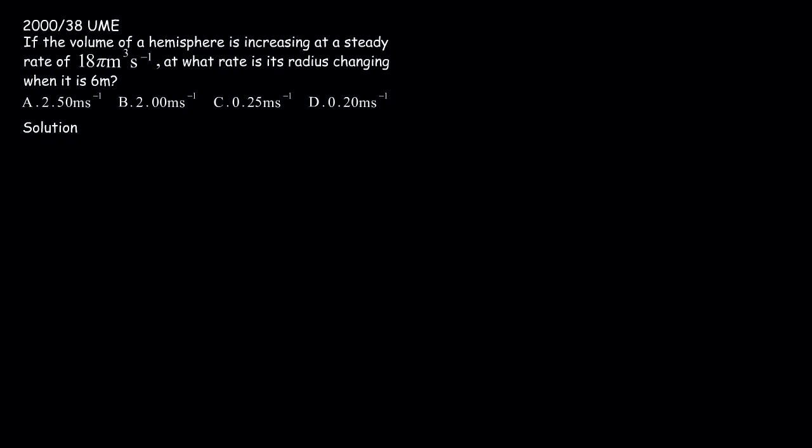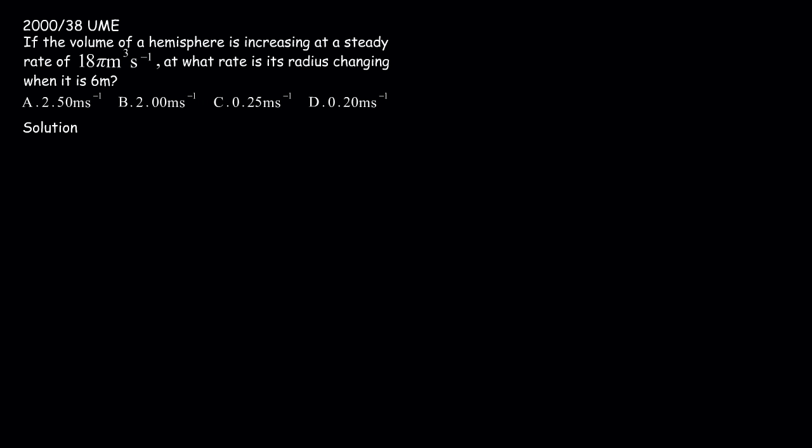Our very first question is from UME. It states that if the volume of a hemisphere is increasing at a steady rate of 18 pi meter cube per second, at what rate is its radius changing when it is 6 meter? That is, we are looking for the change of the radius of the hemisphere given the rate of the change of the volume of said hemisphere.